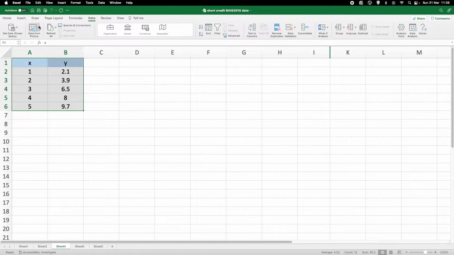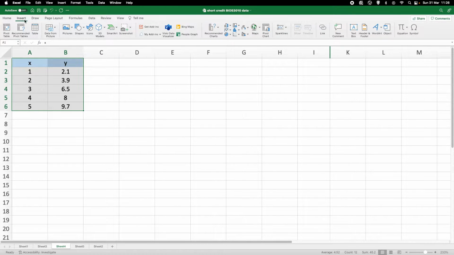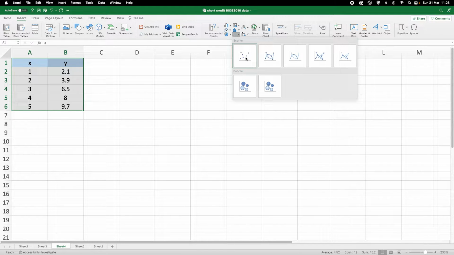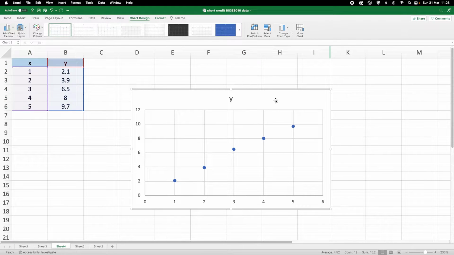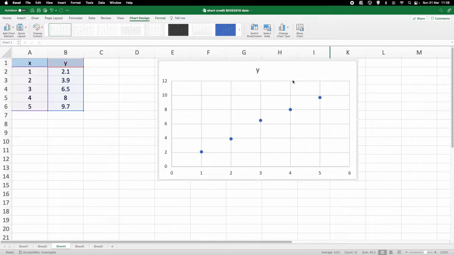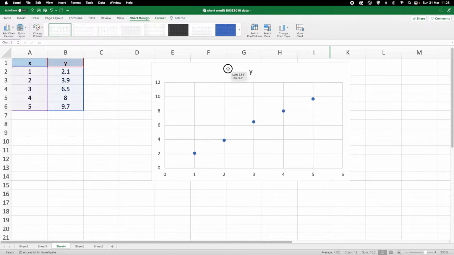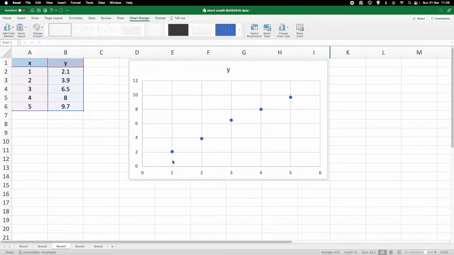So we highlight the cells, we go to Insert, and we click on the scatter plot here, and we simply do a scatter plot, and here the data look reasonably okay. Here are our y values and here are the x values, and it looks pretty much like a straight line. And of course we can now use this to get some information about this line, a line of best fit.